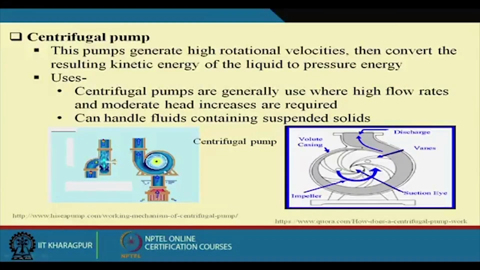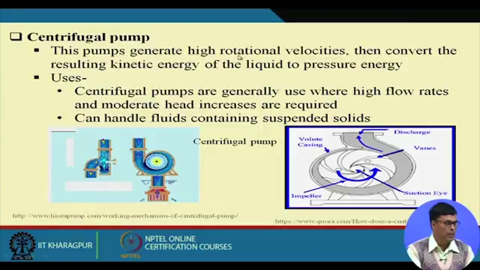I shall show you the operation of the centrifugal pump. You can see how the liquid is being pumped; it drags the liquid out and it goes like this. The pump generates a high rotational velocity that converts the resulting kinetic energy of the liquid to pressure energy. So the centrifugal pump is generally used where high flow rates or moderate head increases are required, and it can handle fluid containing suspended solids. This is how it looks.